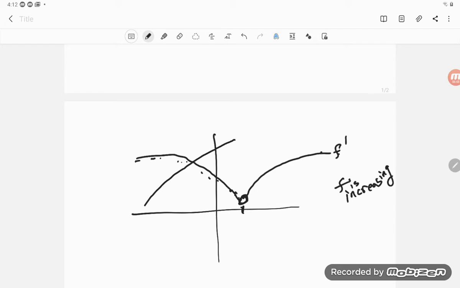Okay, so it's going like that, but the slopes are getting less steep. Then here, the slopes are still positive, but they're getting more and more steep. And so it maybe is doing something like that.